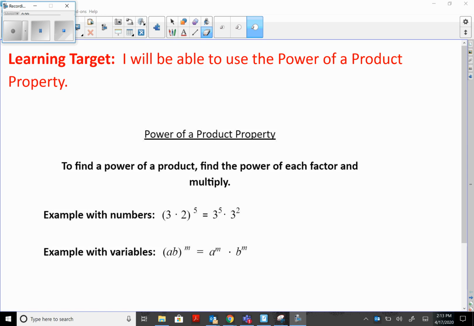Okay, this last property is called the power of a product property. And it's one of the last that you're going to learn. And then I promise I'm going to review all of them with you next week.